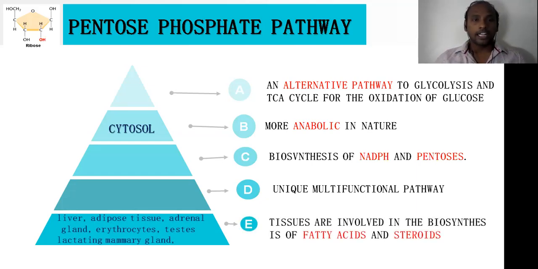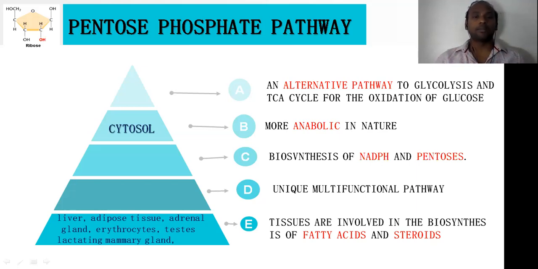So especially if you see the tissues that are actively involved in fatty acid and steroid metabolism. If you take any particular tissues, if they are active in fatty acid and steroid metabolism, this pentose phosphate pathway is very active. Here I have given the best example. You can see here the liver, adipose tissue, adrenal gland, RBC, testis, and lactating mammary glands. So these are the essential tissues where this particular pathway is very active.